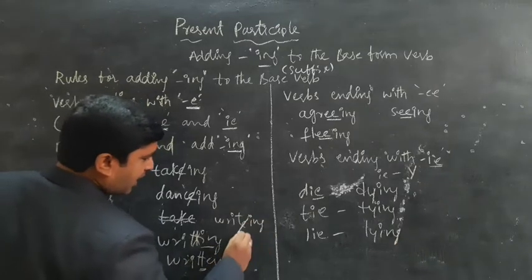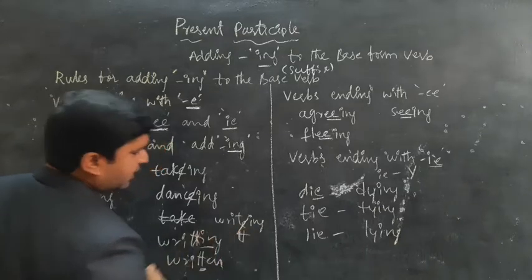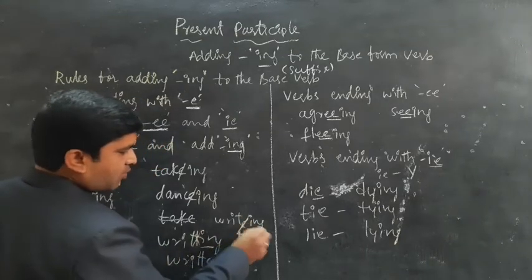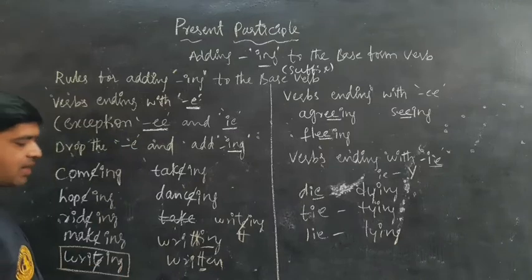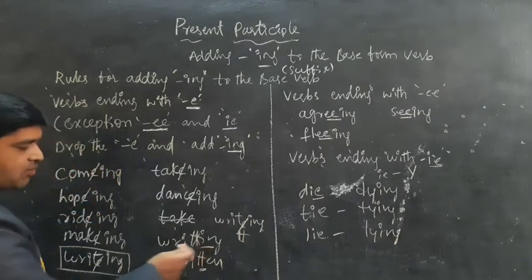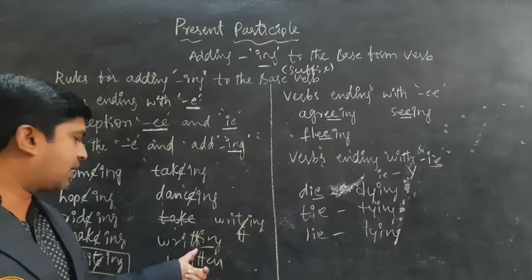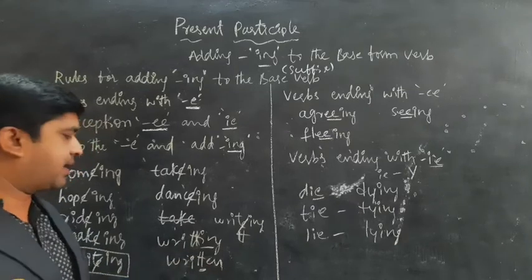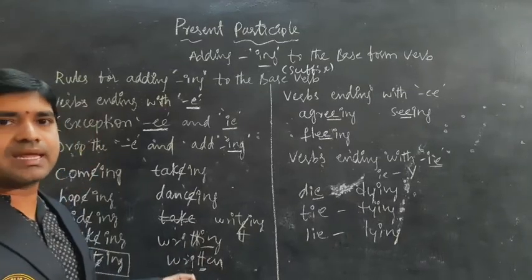Don't remove E and don't double the T. Here just remove E and add ing: writing. Writing in any other way is absolutely wrong. Here we are not doubling the T while we are adding ing. This is asked in many examinations.